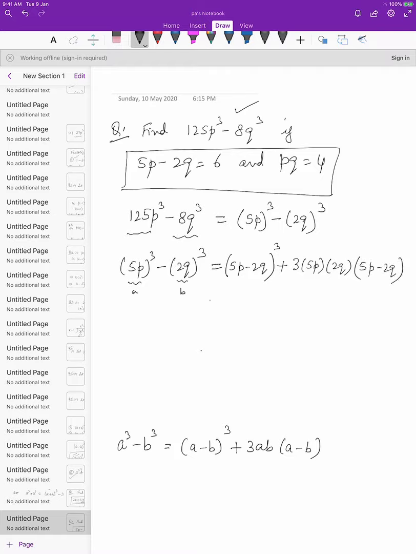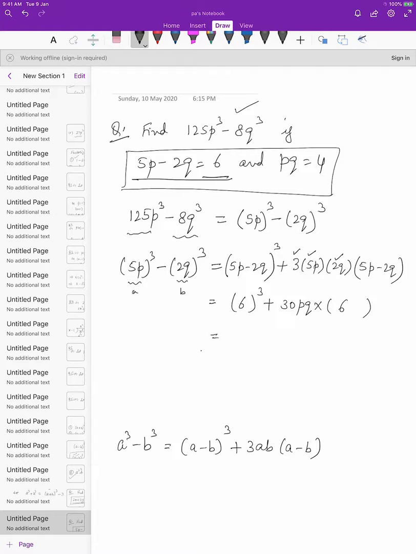Now let us see what values are given to us. 5p minus 2q is equal to 6. So here can I write 6 and then whole cube plus 3 into 5, 15, 15 into 2 is 30. So I'll get 30pq here into, in the bracket, 5p minus 2q again can be written as 6.